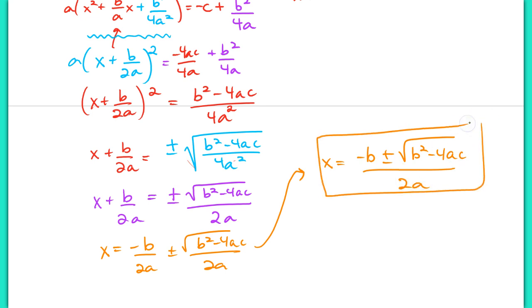And you have just derived the quadratic formula. I know you're probably not very excited about it, but you should be. It's your first time doing it. It's awesome.